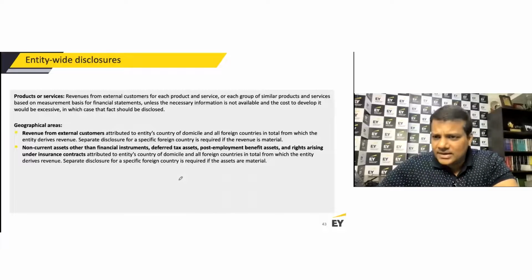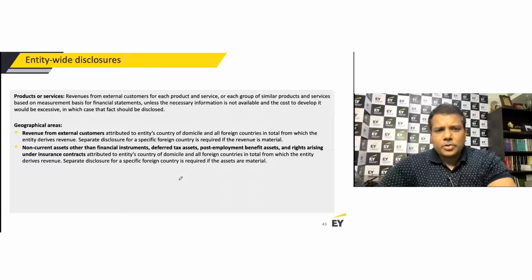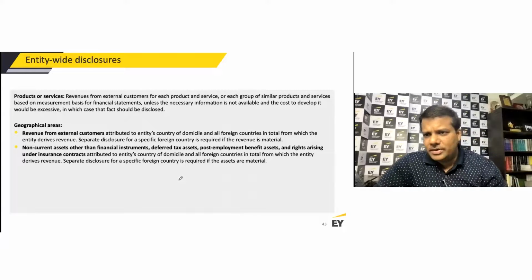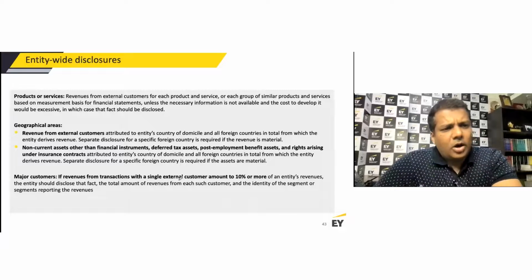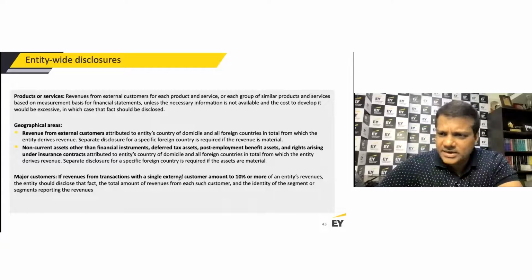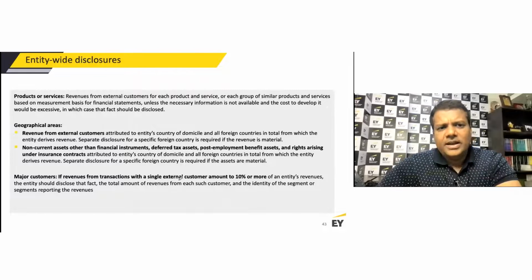Revenue from external customers for each product or services, or each group of similar products and services, based on the measurement basis for financial statements. So we need to do this, or for geographical areas, revenue from external customers and non-current assets other than financial instruments, deferred tax assets, post-employment benefits, and rights arising under insurance contracts is what is required to be disclosed.